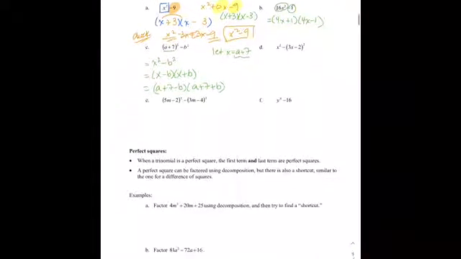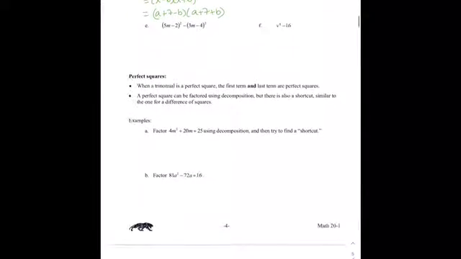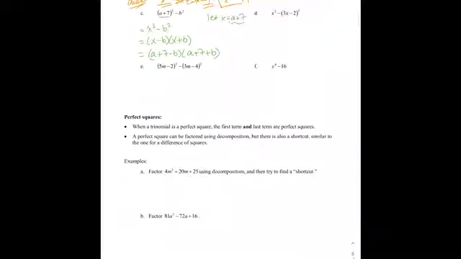Okay, so I would suggest you go ahead and try to do some of the questions in the assignment. I guess we could look at one perfect squares example.